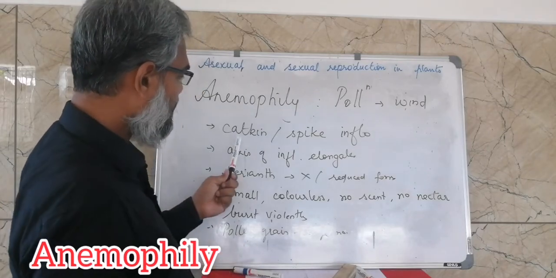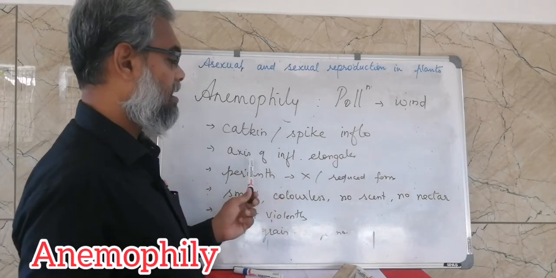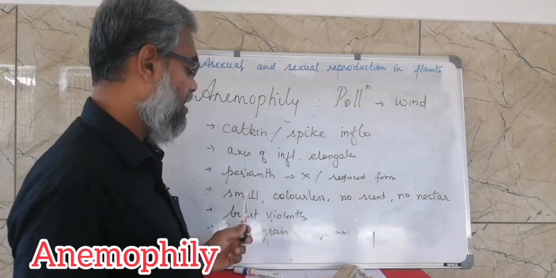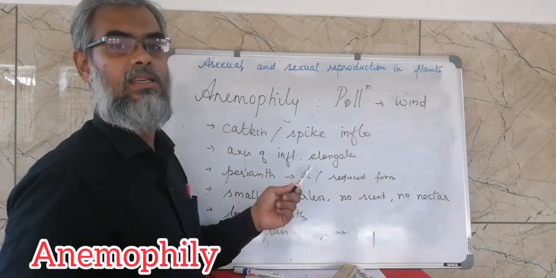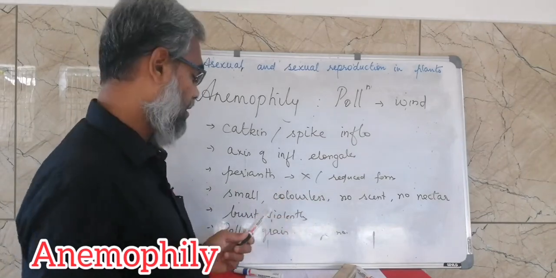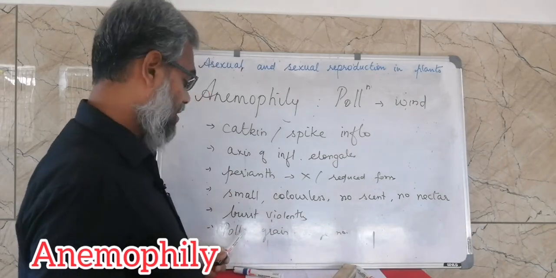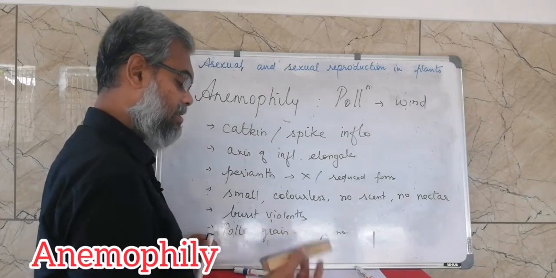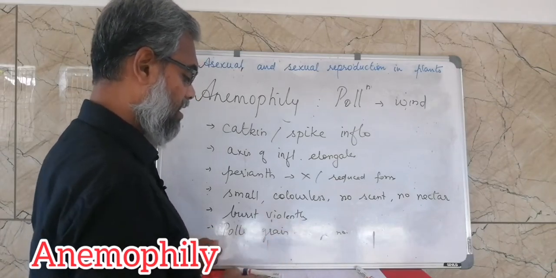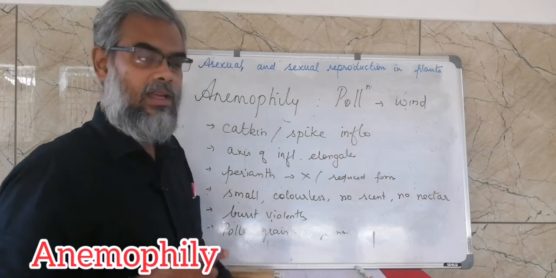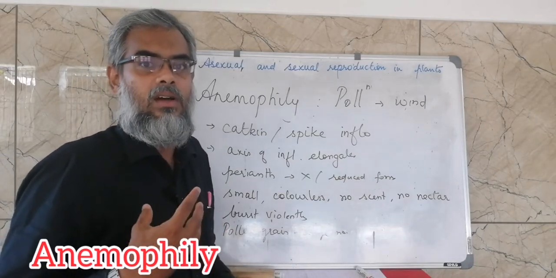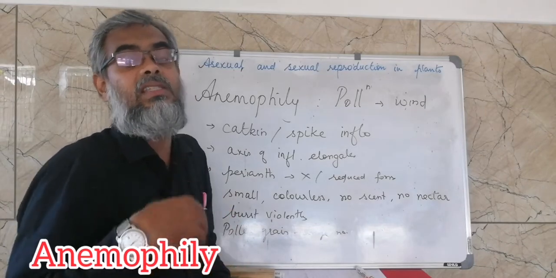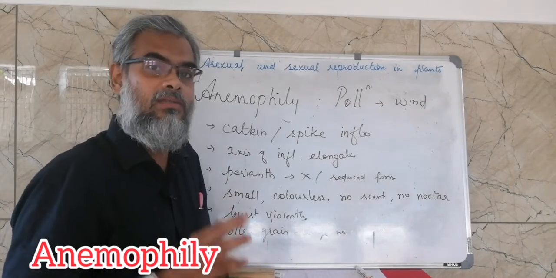So again, catkin or spike inflorescence, axis of inflorescence elongates, perianth is absent or in reduced form. They are small, colorless, no scent and no nectar. They burst violently and the pollen grain will be large in number, and stigma is large. Maximum pollen grains are produced before the new leaves emerge, before the new leaves come out.